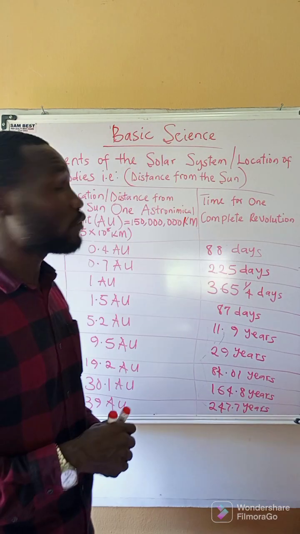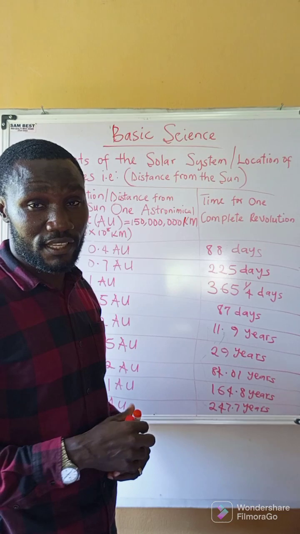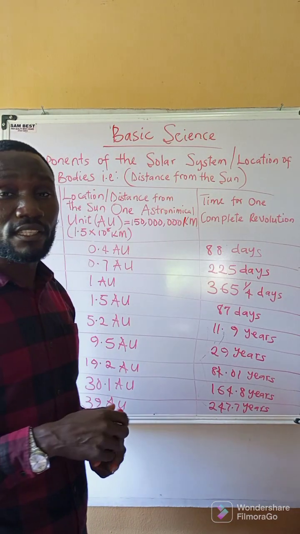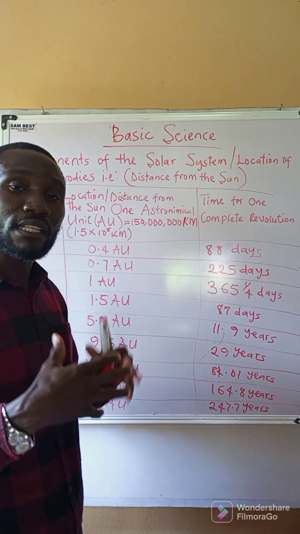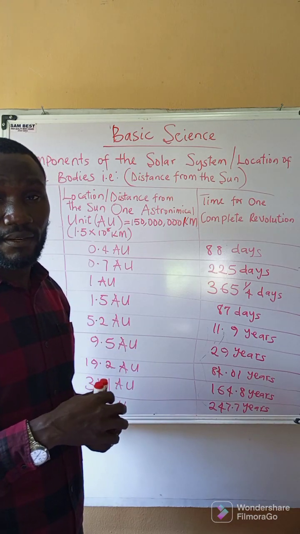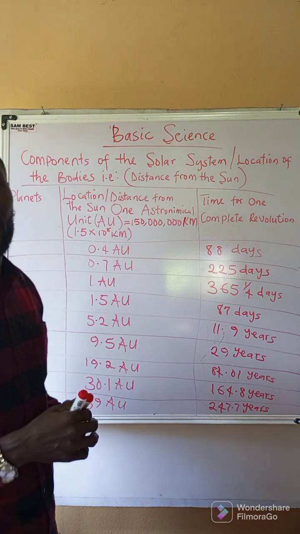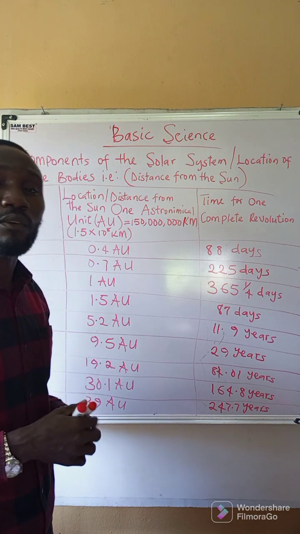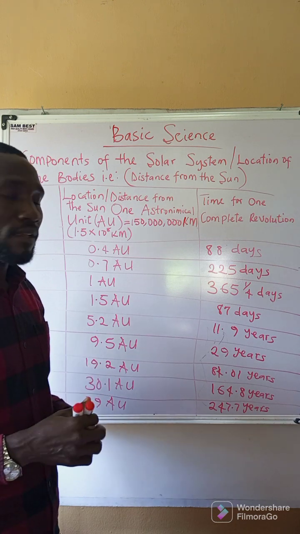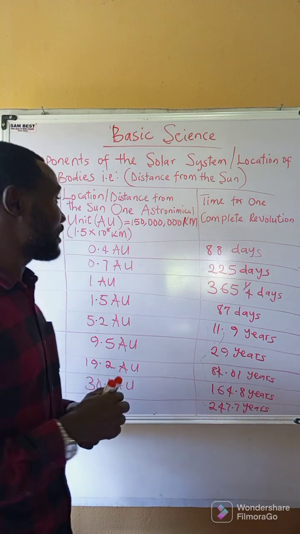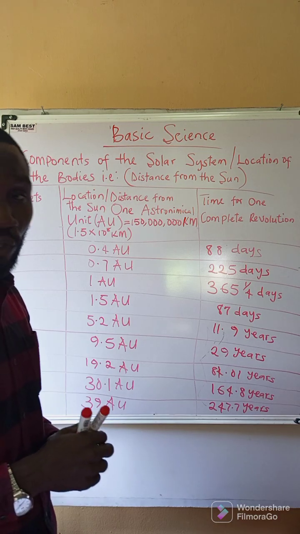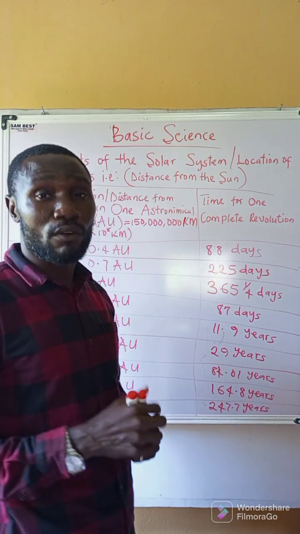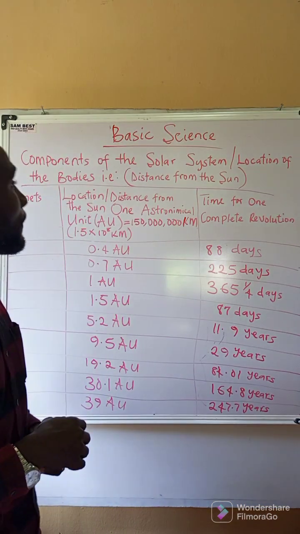And last time we talked about our solar system, right? Yes. And we also talked about the components of the solar system, which are the planets, right? Yes, we have 9 planets, but one has been taken off by scientists. The one that has been taken off is Pluto, if you remember. I said Pluto has been removed from the components of the solar system.